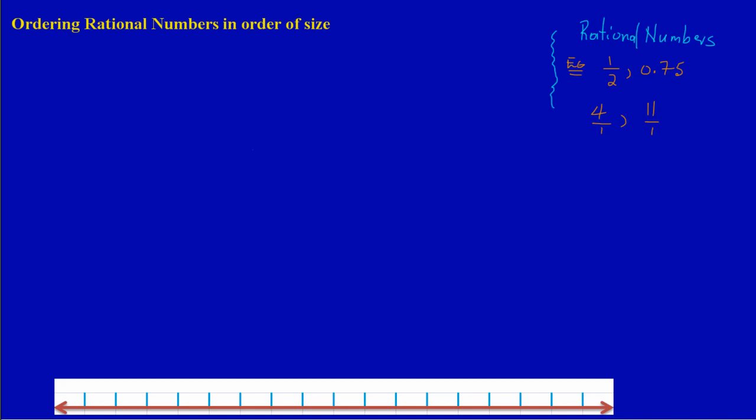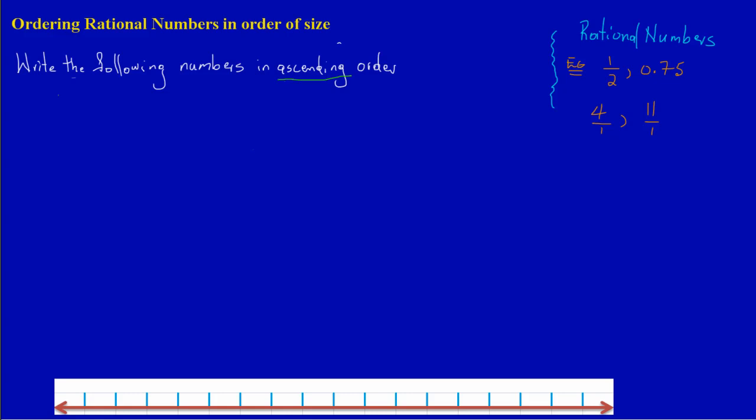Now, in an exam, we can be given a group of numbers and asked to write them in order of size. For example, in an exam, we could be asked to write the following numbers in ascending order of size.